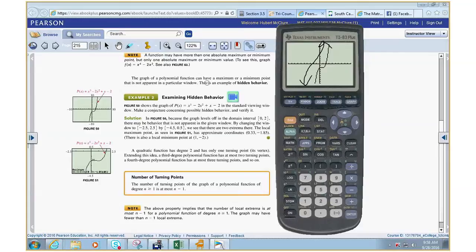Number of turning points. This is with any quadratic, any polynomial.